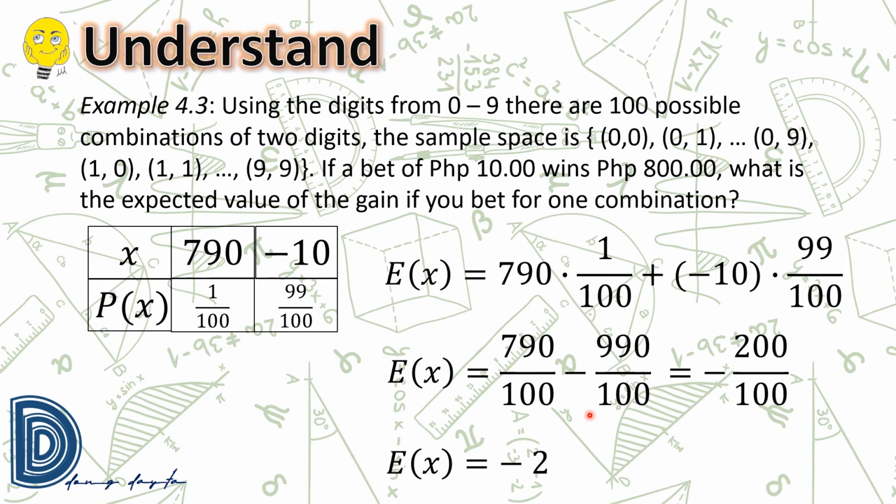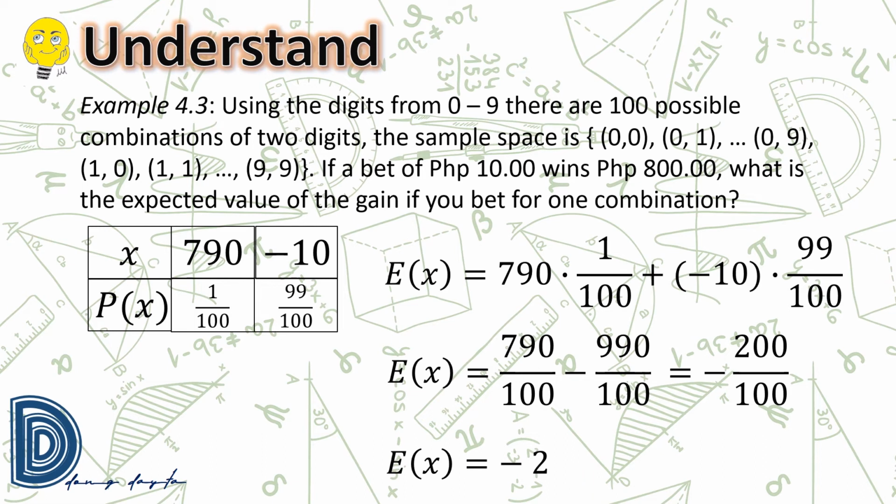Two things should be noted here. First, for a win, the net gain is 790 again, since you do not get the cost of a bet, which is 10 pesos, back. Second, for a loss, the gain is represented by a negative number, in this case negative 10 pesos. Note that the expectation is negative 2 pesos.